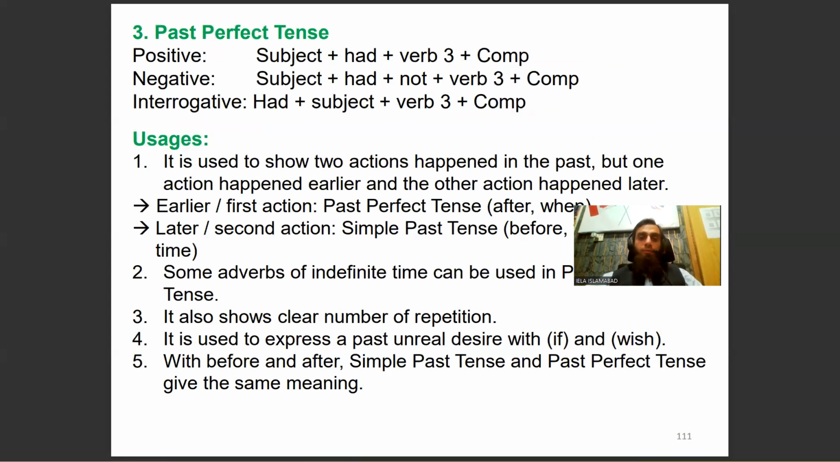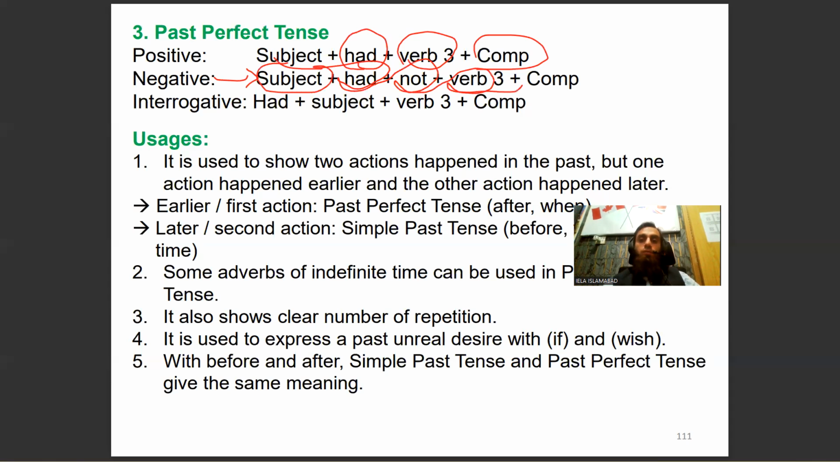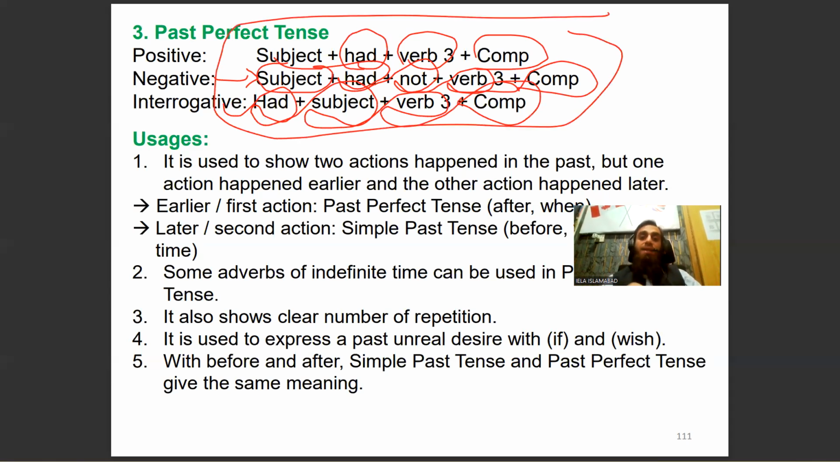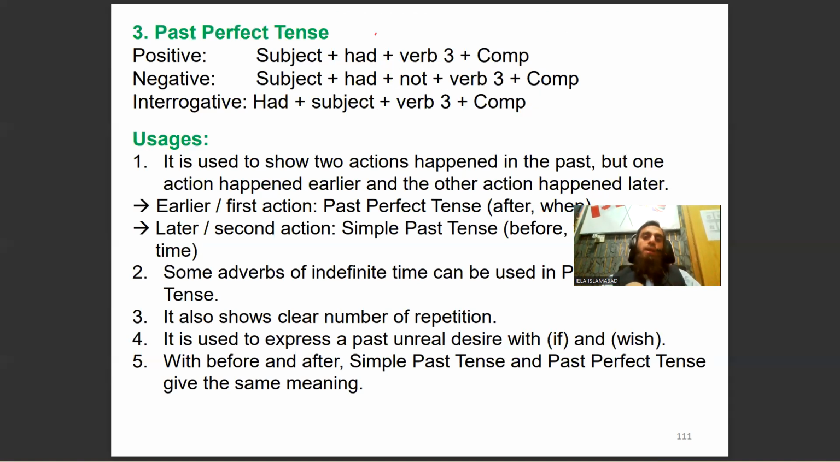That is past perfect tense. First of all, what is the structure? For positive sentences, we use subject plus had plus verb third form plus complement. Negative, we use subject plus had plus not plus verb third form plus complement. For interrogative, we use had, subject plus verb third form plus complement. Right, good example. Had, not has, not have, but for all pronouns he, she, they, I, we, you, it, for all of them we use had, only one.